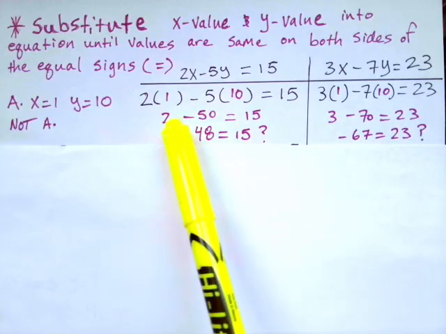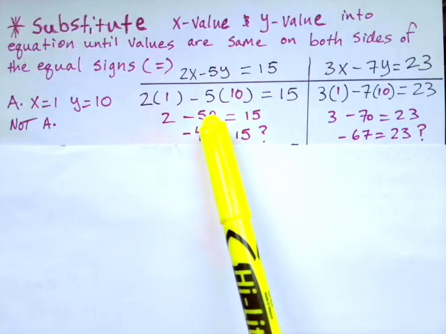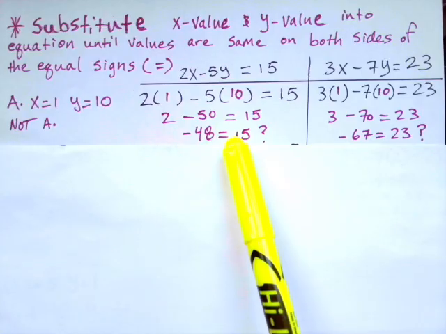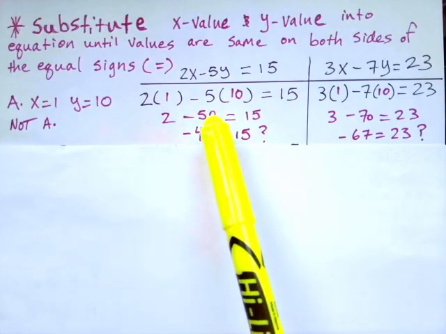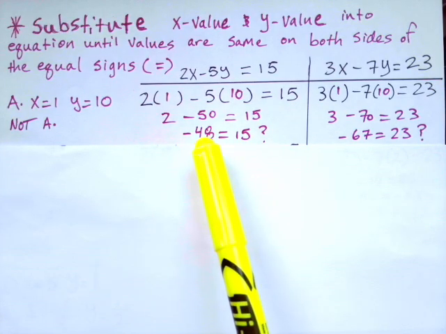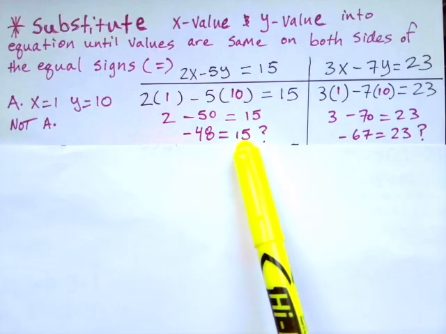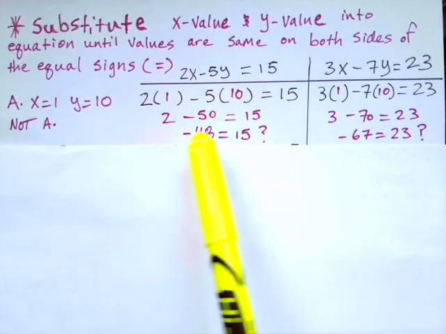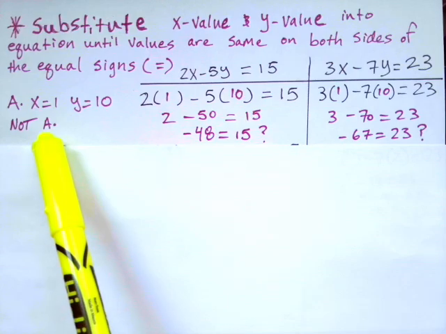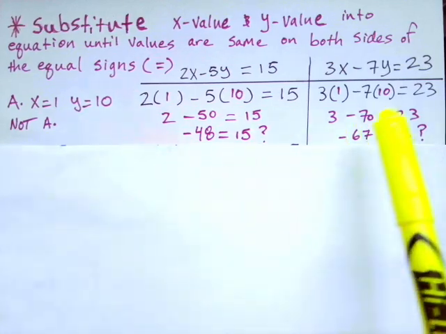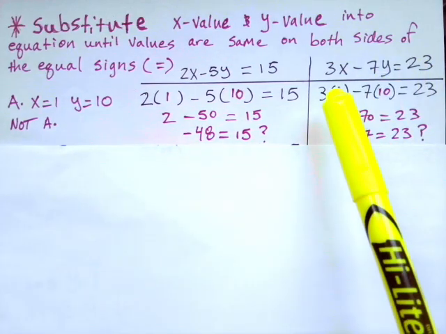2 times 1 is 2. Negative 5 times 10 is negative 50. Negative 48, does that equal? 2 plus a negative 50 is a negative 48. Does negative 48 equal 15? Are these the same? Not answer A. It cannot be answer A. But I want to show you over here just for instructional purposes.